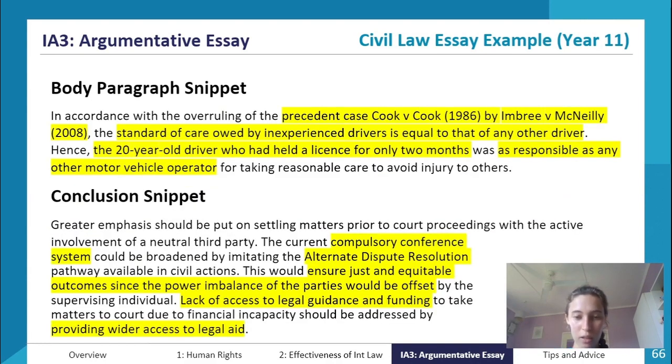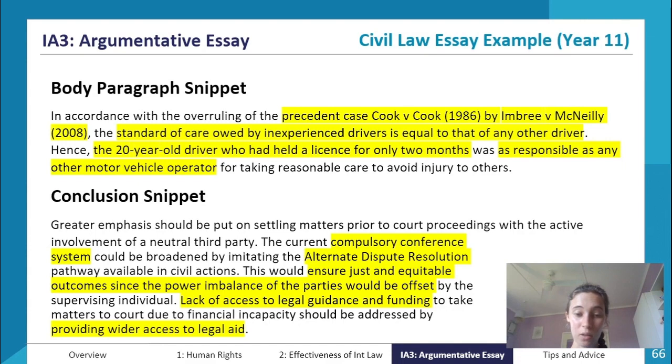Now, your conclusion. Keep in mind that there are going to be big differences because this is the civil law example. But in general, you're always going to need that idea of recommendations at the end. Here I'm saying greater emphasis should be put on settling matters prior to court proceedings. I'm saying this current conference system could be broadened, and I'm giving an example of what it could be like: it could imitate the alternate dispute resolution pathway.